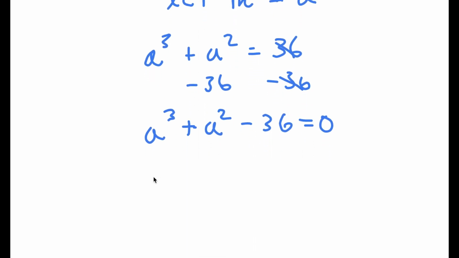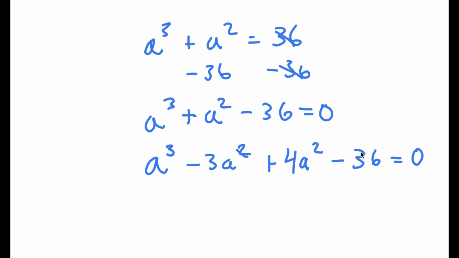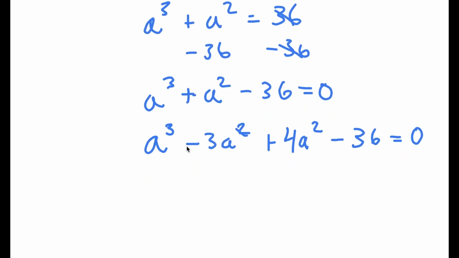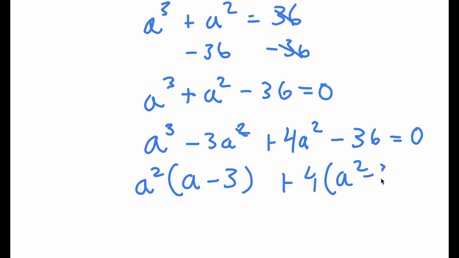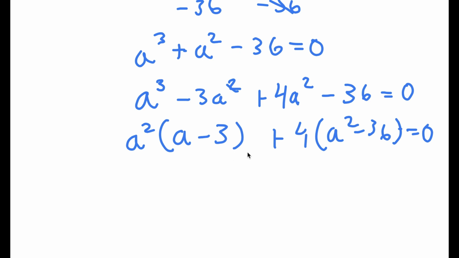Now I can rewrite a squared here as negative 3a squared plus 4a squared minus 36 is equal to 0. Now I can go ahead and factor by grouping. So from a to the power of 3 minus 3a squared, I can factor off a squared, so I get a squared times a minus 3, plus from 4a squared minus 36, factor out 4, so I get 4 times a squared minus 36. And a squared minus 36, sorry, this is actually a squared minus 9.